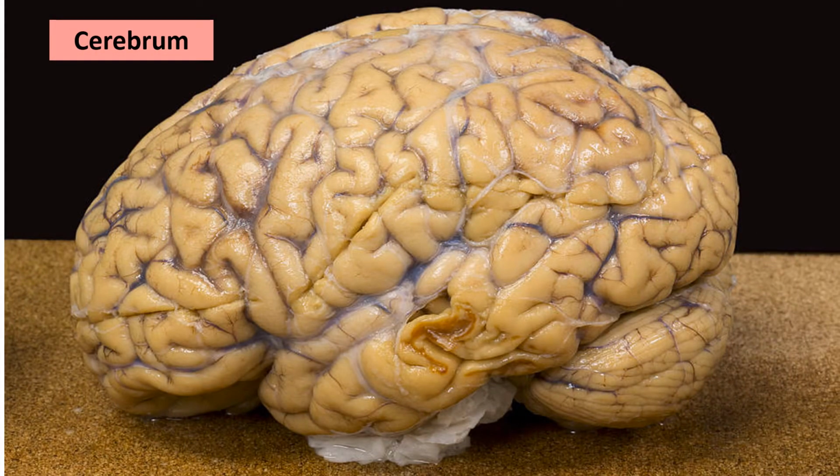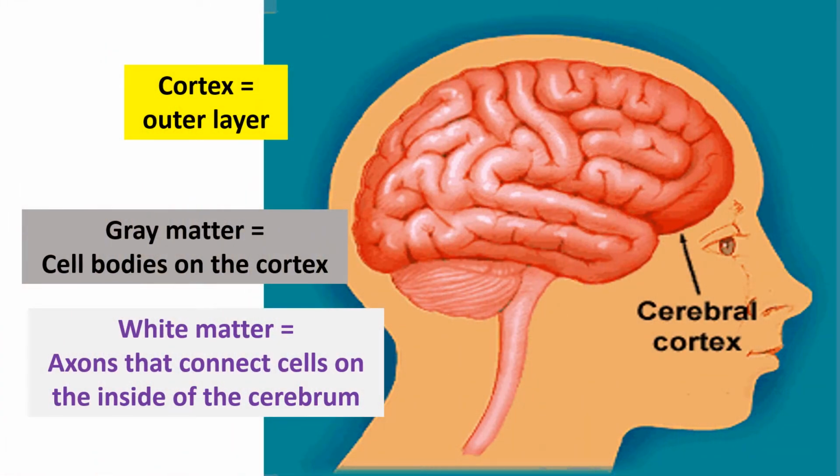The top, very large, wrinkly part of the human brain is called the cerebrum. That's where all the thinking and processing and sensing and so on goes on. The outer layer of the cerebrum is called the cortex.